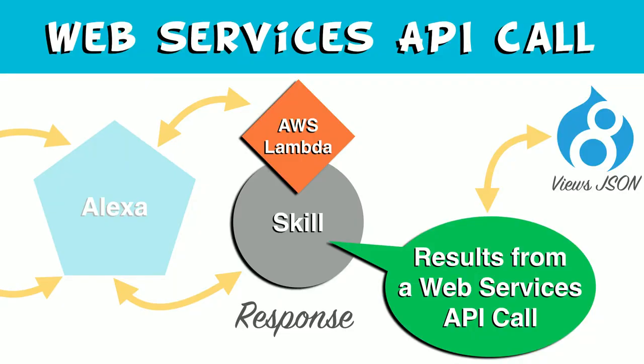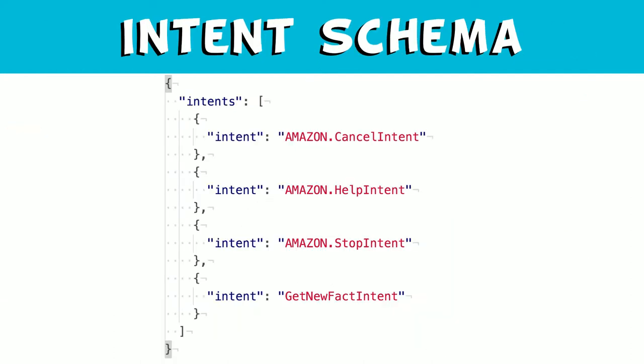So the next example makes it a little bit more complicated and pulls out that hard-coded array and actually makes a call to a web service. So we're still using Lambda here for the endpoint and handling the sort of handshake process, but we're using Views to provide the data that will actually return jokes. So the intent schema, again, it's the same.